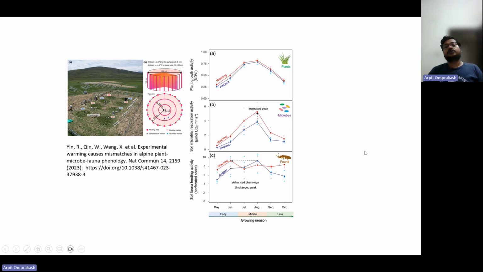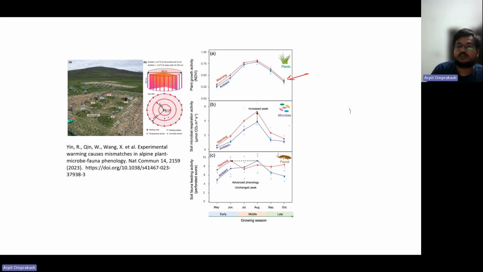Here, what these researchers have tried to do, I think in Tibet, is take large areas and artificially heat or warm some of them by putting a rod in the soil that heats up the ground. They compare the control or ambient plots versus the warming ones. They see that the plant growth activity is almost similar in both. So there's no effect of soil warming on plant growth activity.